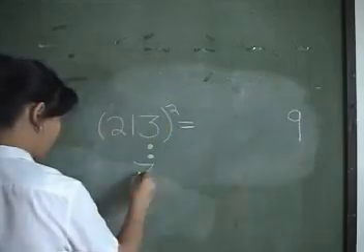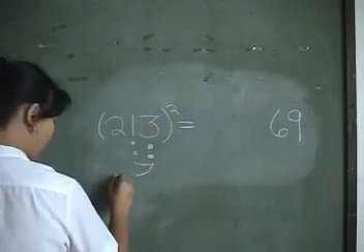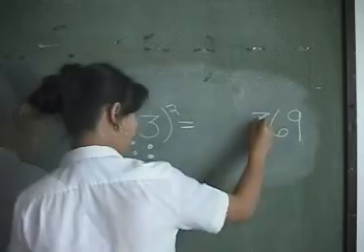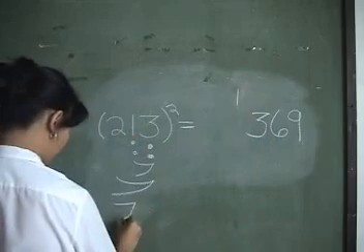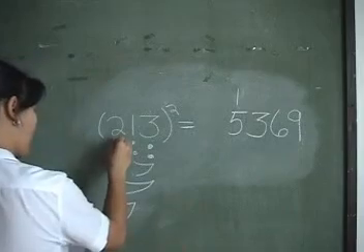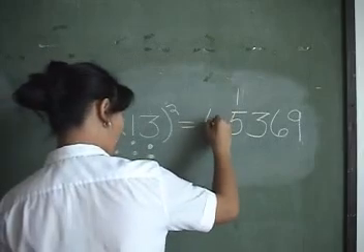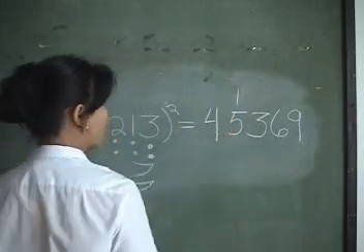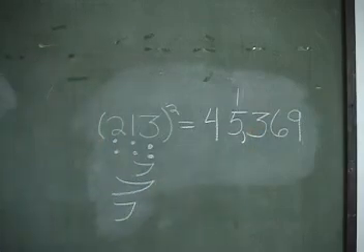Okay. 3 squared equals 9. 1 times 3 doubled equals 6. 1 squared plus 2 times 3 doubled equals 13. Carry 1. 2 times 1 doubled plus the 1 we carried equals 5. 2 squared equals 4. So, 213 squared equals 45,369.